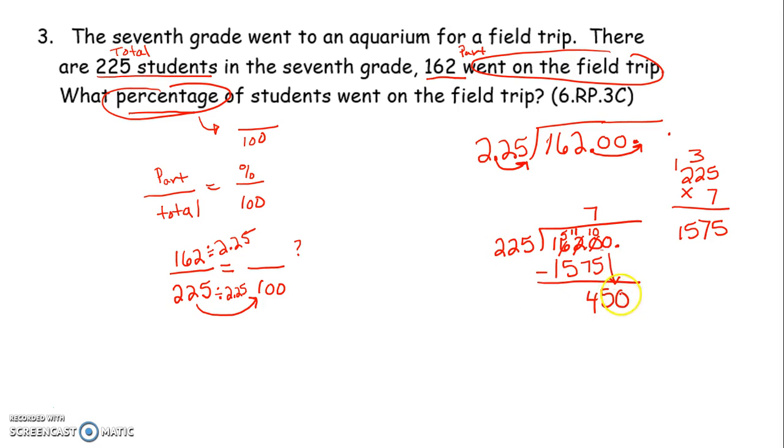How many times does 225 go into 450? Oh gosh, that's twice. 225 times 2. 5 times 2 is 10. 2 times 2 is 4, and 1 is 5. 2 times 2 is 4. 72% must be our answer. 72% of students went on that field trip.